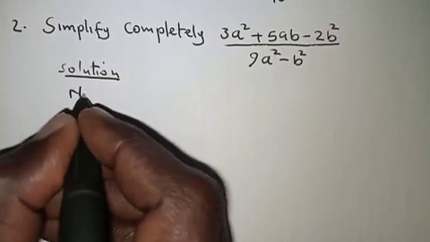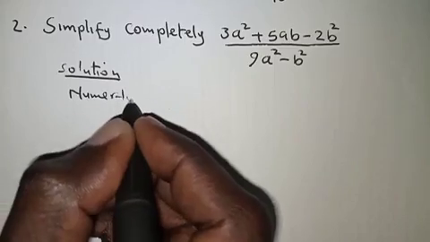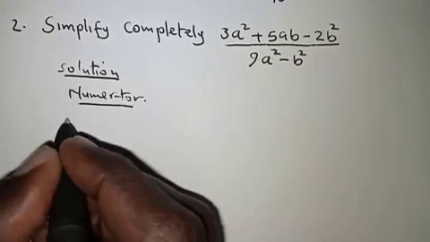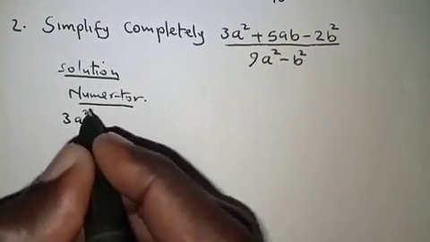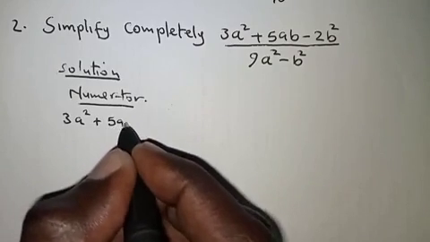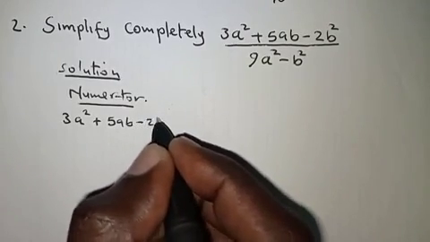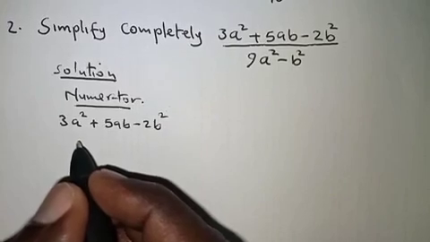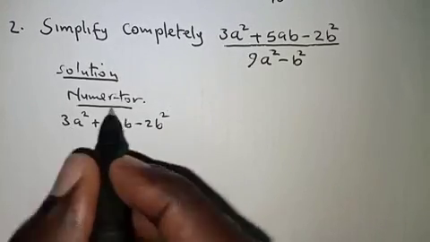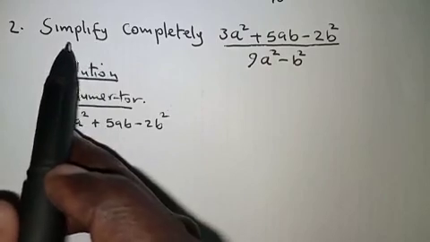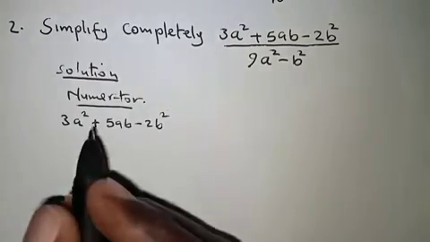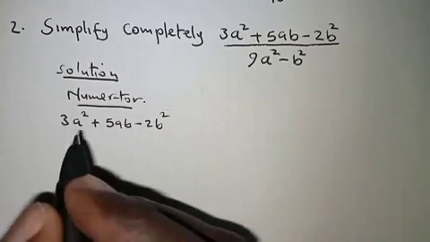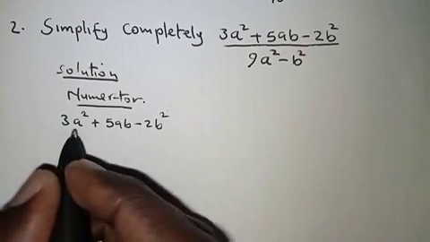So for the numerator, we're going to have 3a squared plus 5ab minus 2b squared. Here I'm going to use the factor method to factorize this expression. Remember, in order to simplify, we only need to factorize and simplify by cancelling. So we are going to factorize the numerator.